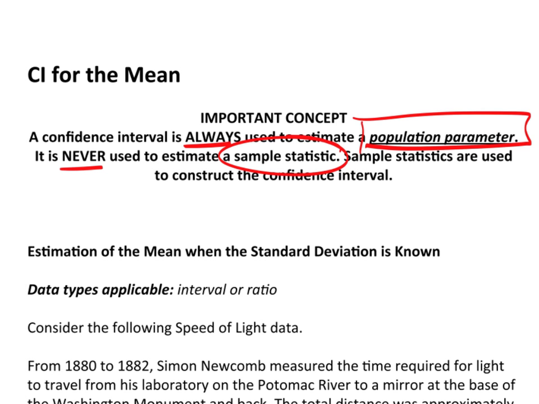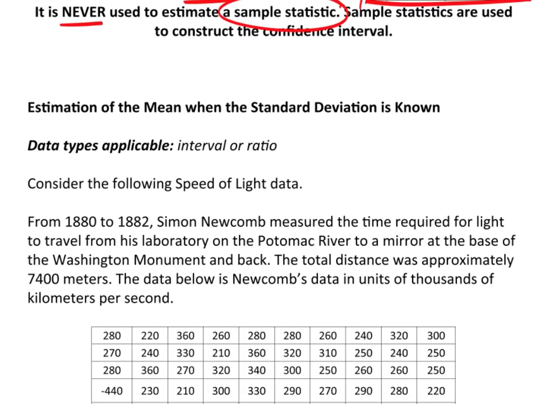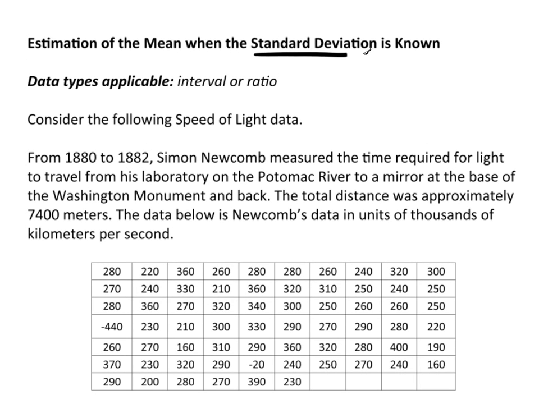Okay, so there are two different scenarios that we will be looking at. The first one is when the standard deviation is known. This means when you know sigma. And the other is when you don't know the standard deviation, when you don't know sigma. Of course, you'd use S to estimate it. When you use S to estimate the true standard deviation, a few things change, so we need to address that as a separate scenario. Now, the data types applicable are both interval and ratio.